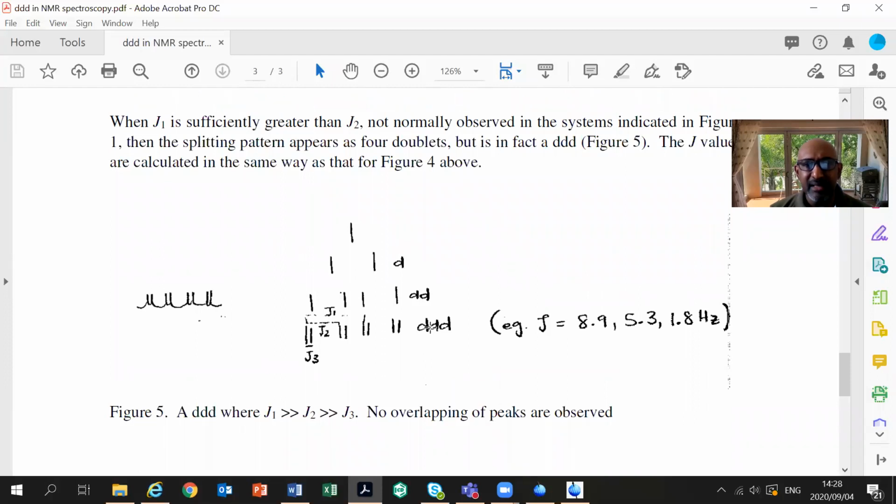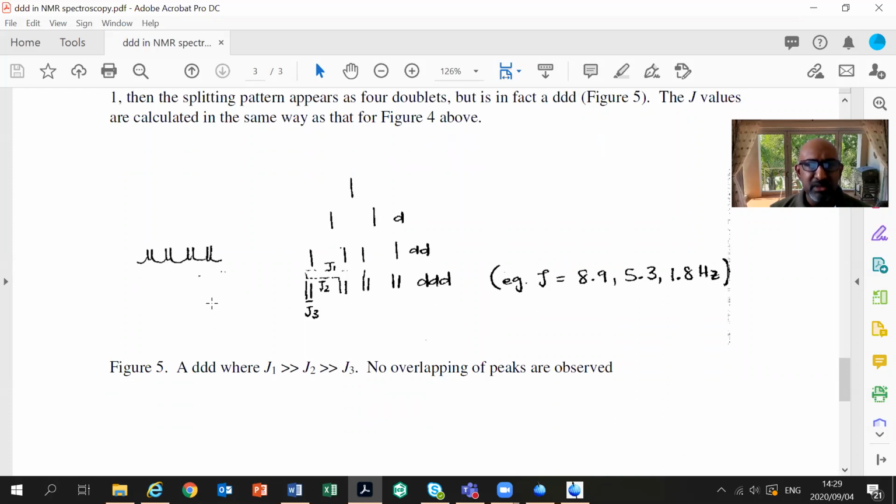Right, so how do I calculate the coupling constant now? Because all I'm seeing is this. I'm not seeing it nicely like this. So here I can see it very nicely. There's my first coupling constant. I can see this is my second coupling constant. I can see this is my third coupling constant. But I can't see it so nicely here.